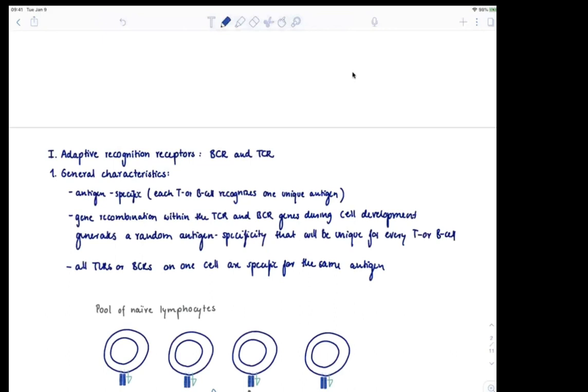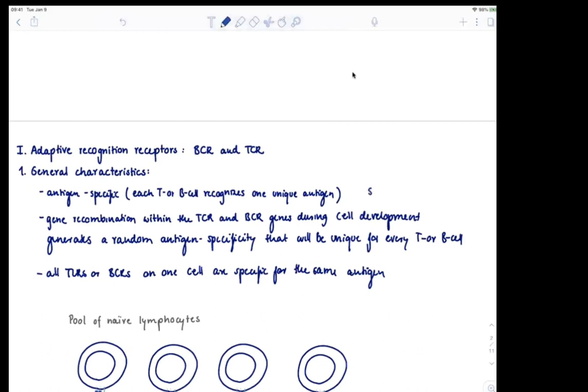So let's just summarize again. Number one, it's specificity. They all recognize just a unique antigen. So these are not classes of pathogen that are recognized. It's one unique antigen, just a couple of amino acids.